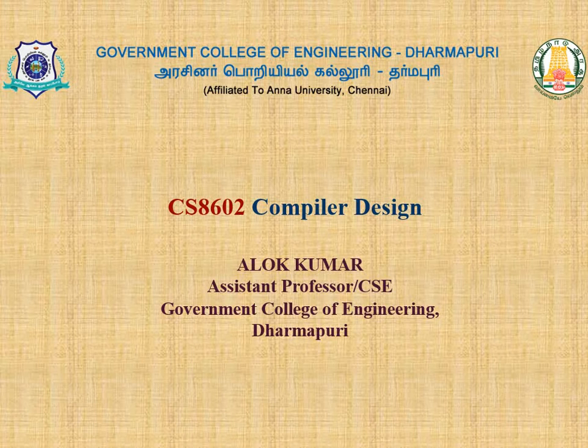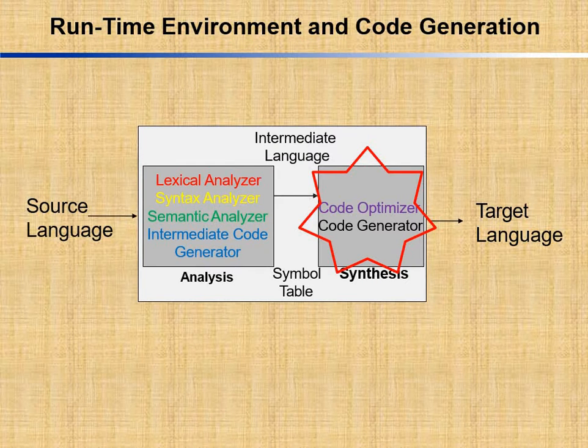So here we will see the fourth unit of compiler design, and in that we will see the topic that is runtime environment and code generation. Firstly we will see runtime environment and later we will see code generation.